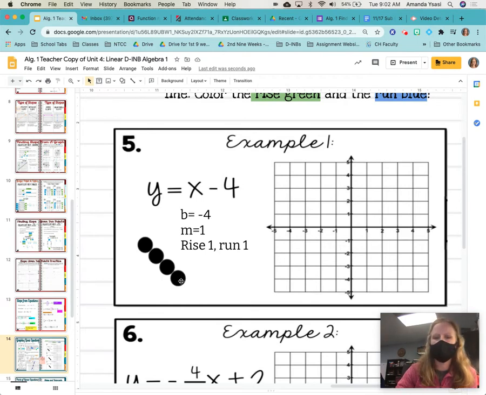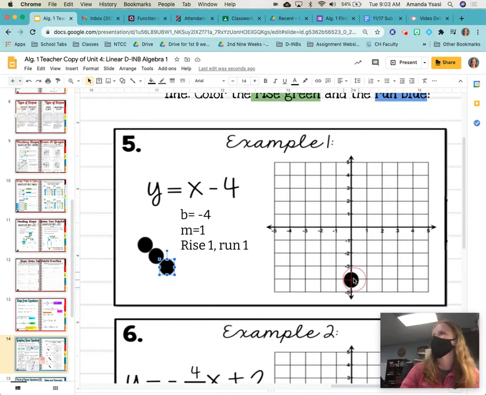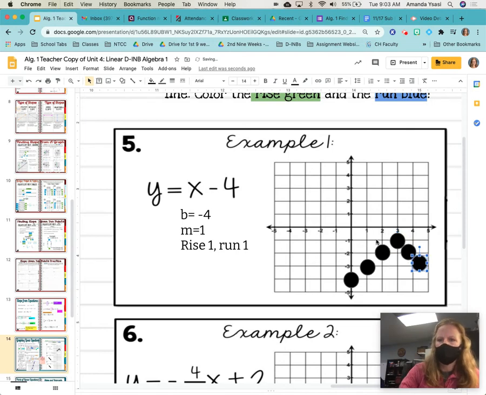So I graph my y-intercept first, so graph it at negative 4. Then I'm going to rise 1, run 1. So starting on 0, negative 4, on that y-intercept at negative 4, go up 1, right 1. Do it again. Rise 1, run 1. Keep going. Need more. Rise 1, run 1.